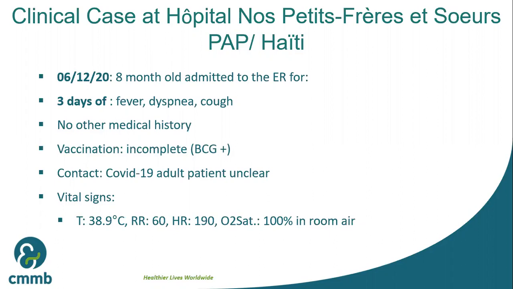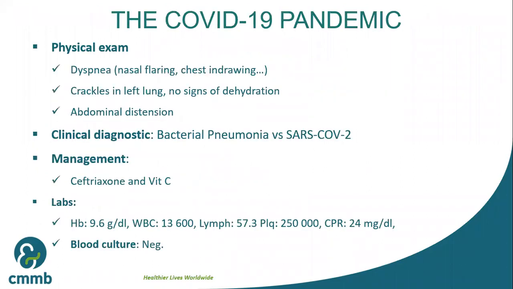The vital signs showed fever, dyspnea, accelerated heart rate, and oxygen saturation was normal. At the physical exam, they found signs of dyspnea in children, like nasal flaring and chest indrawing, crackles in the left lung, no sign of dehydration, abdominal distension. The clinical diagnosis was a bacterial pneumonia, and they had to think of COVID-19 in that case.